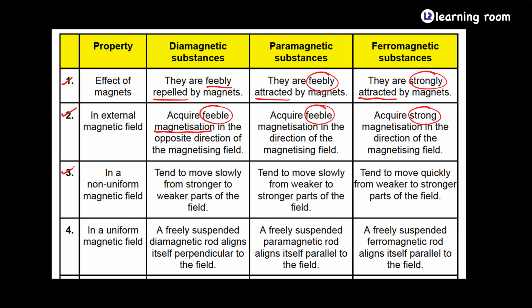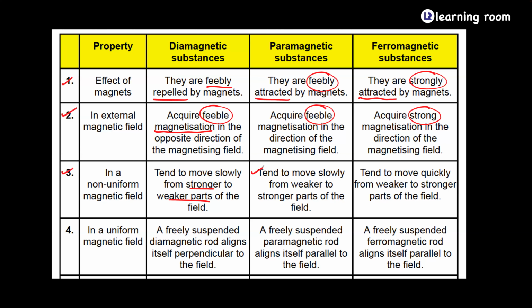And the third point is in a non-uniform magnetic field. You saw that, right? When a diamagnetic substance and a paramagnetic substance were suspended, they were placed in the presence of an external magnetic field. What happened to them? In a non-uniform magnetic field, a diamagnetic substance will tend to move from a stronger magnetic field to a weaker magnetic field. When we placed it along the axial direction, it was trying to align itself in the equatorial direction. What substance was used there? Glass. So it will tend to move slowly from stronger to weaker parts of the field, whereas a paramagnetic substance will align itself from weaker to stronger. It will try to align itself in the direction of the magnetic field, right?